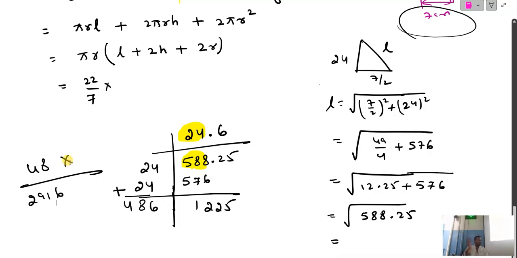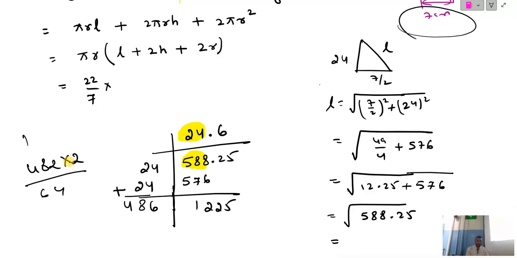Guess. Exactly. 483 into 3, 1449. So it is bigger. So shall we take 2? 482 into 2, 964. So shall we go with 2? We'll go with 2. Okay. So what is the answer? 964.